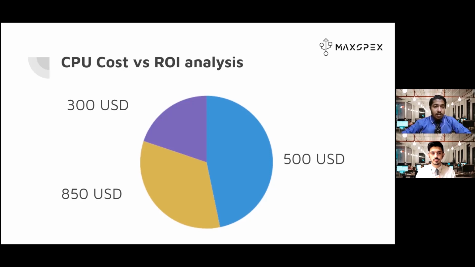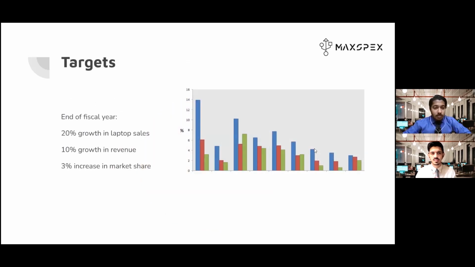Oh, that is actually a pretty good piece of information. We have an approximation of how much the CPU should cost. So that's a good job. Okay, so these are the targets. In the meeting that was conducted, these are the targets that were specified.